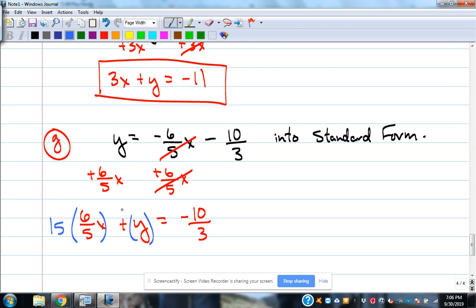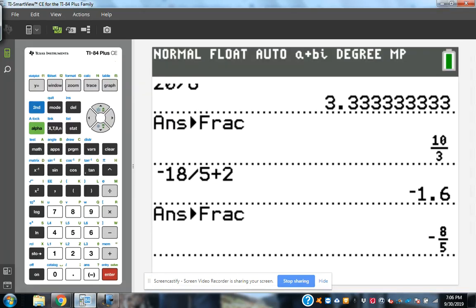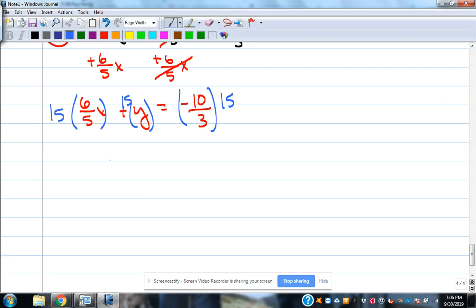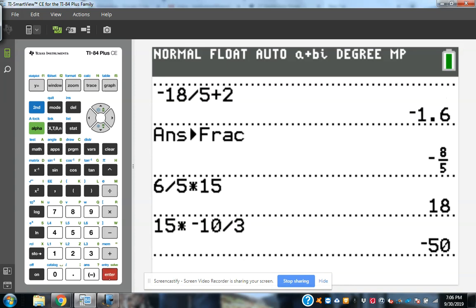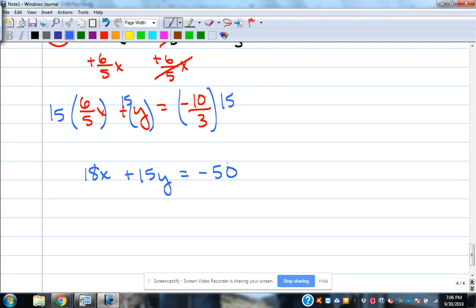This times 15, this times 15, this times 15. 6 over 5 times 15, boom, 18. So I got 18x. 15 times y, I don't need a calculator for that. And then I need 15 times negative 10 over 3. So 15 times negative 10 divided by 3 is negative 50. Are there any fractions in that problem now? No.